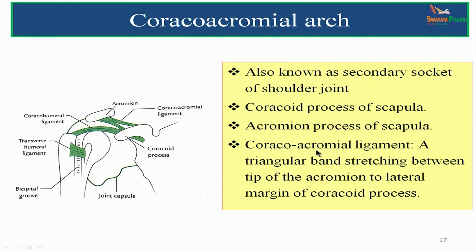The coracoacromial ligament is a ligamentous band which is triangular in shape stretching between the tip of the acromion process to the lateral margin of the coracoid process.